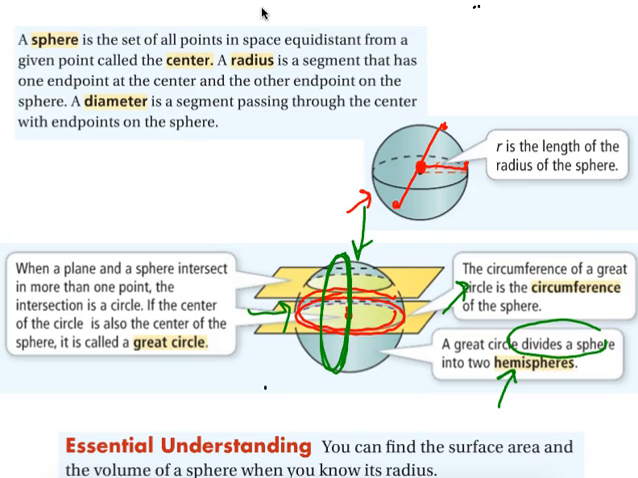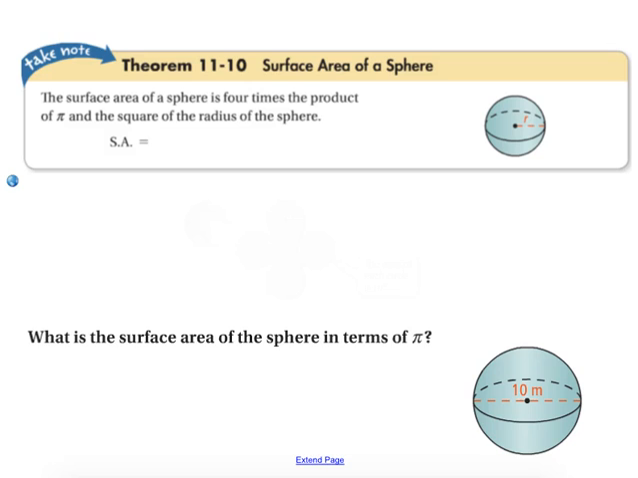So the key thing for this lesson is that we'll be able to find the surface area and volume of a sphere if we know its radius. That radius plays a pretty significant role. The surface area of a sphere is 4 times the product of pi and the square of the radius. So let's write that down: 4 pi r squared.